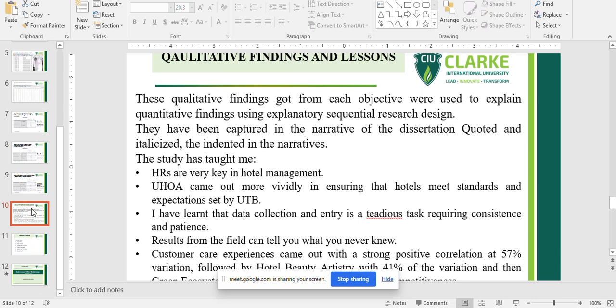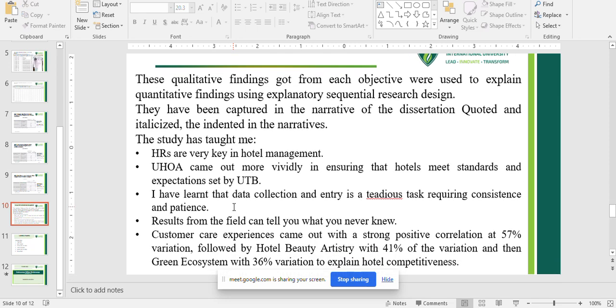Then conclusively still, I realized that customer care experience had a stronger positive correlation, and its effect on hotel competitiveness is higher than the others. It is followed by hotel beauty artistry at 41% of the R square, and then green ecosystem came last at 36% of the variation in hotel competitiveness.